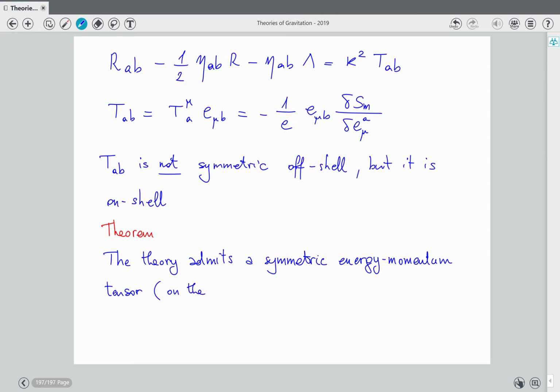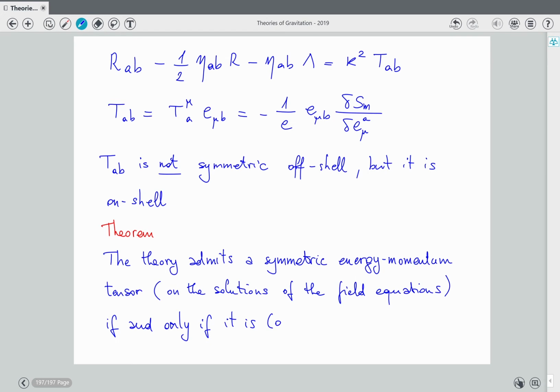On the solutions of the field equations. If and only if it's Lorentz invariant. Not necessarily locally. In our case, it will be locally, but globally, which implies locally, Lorentz invariant. So can we speak about an energy momentum tensor when the theory is not Lorentz invariant?